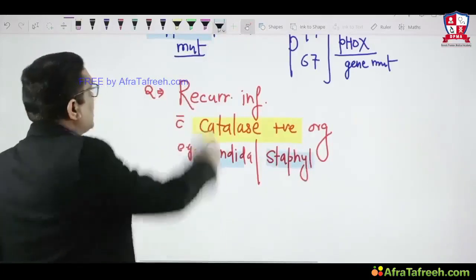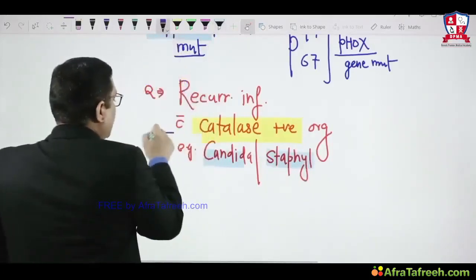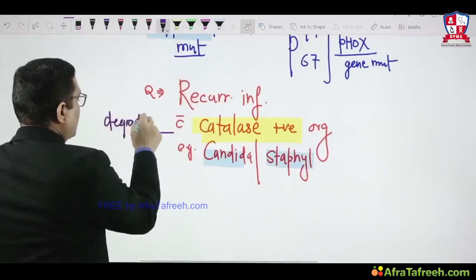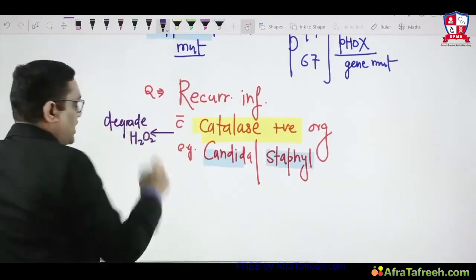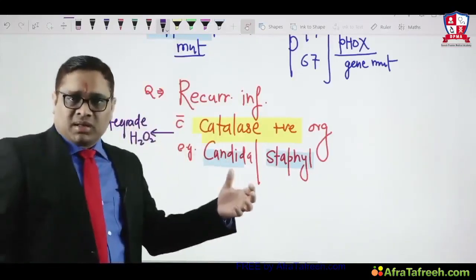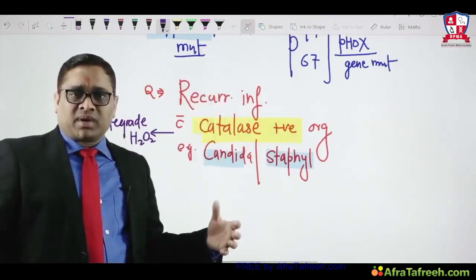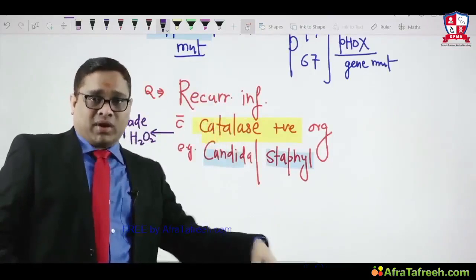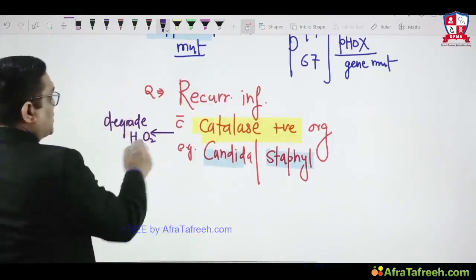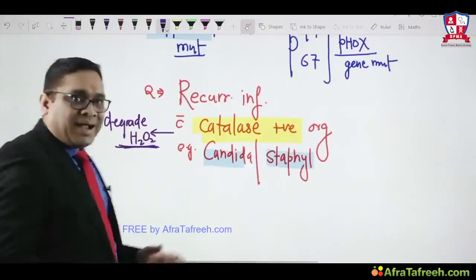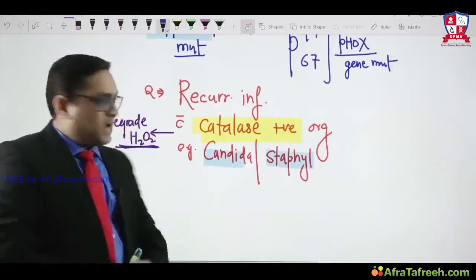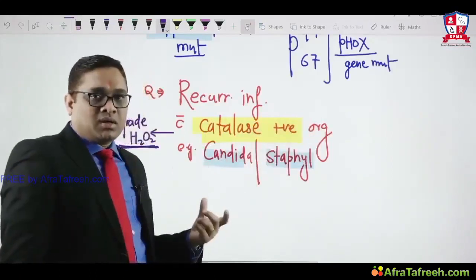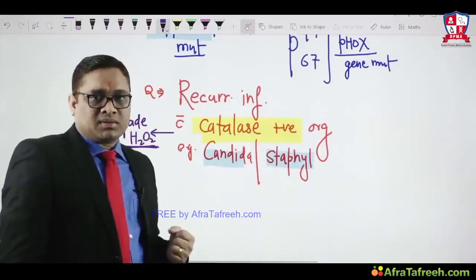Why catalase positive? Because we all know that catalase degrades hydrogen peroxide. If hydrogen peroxide is degraded, then, as in the oxygen dependent mechanism, where hydrogen peroxide and MPO halide form the hypochlorite ion, the halide will not be formed. That is why recurrent infection by catalase positive organisms will be seen in this chronic granulomatous disease.